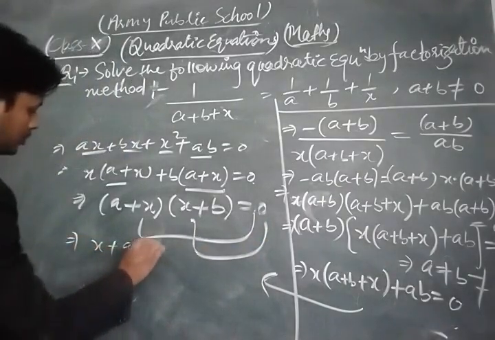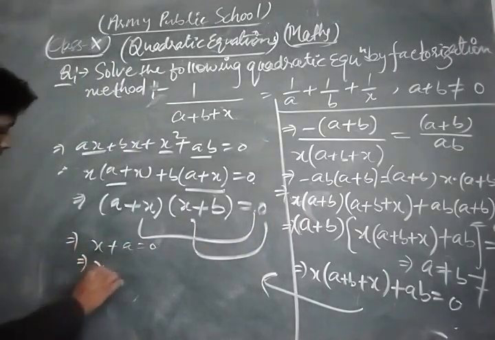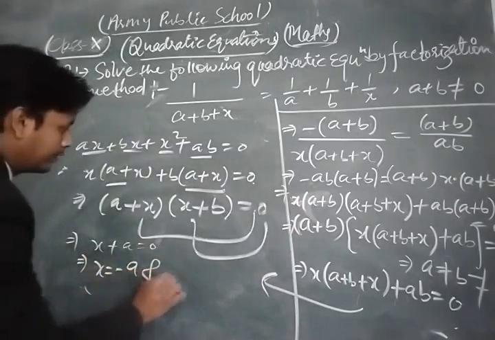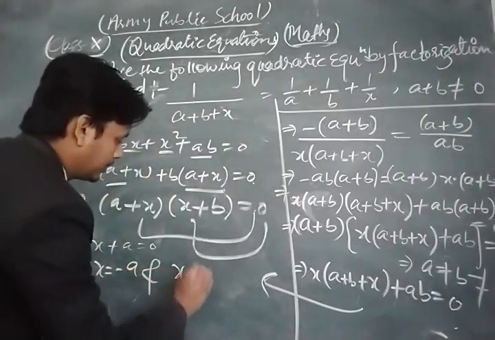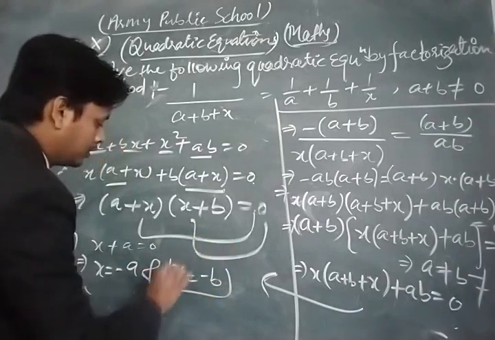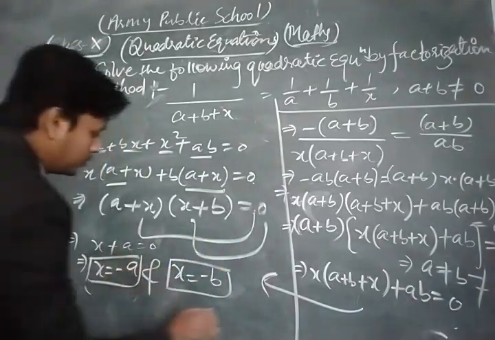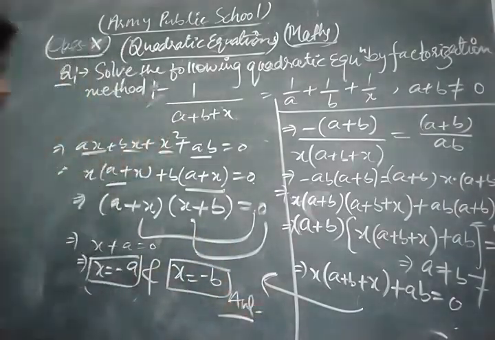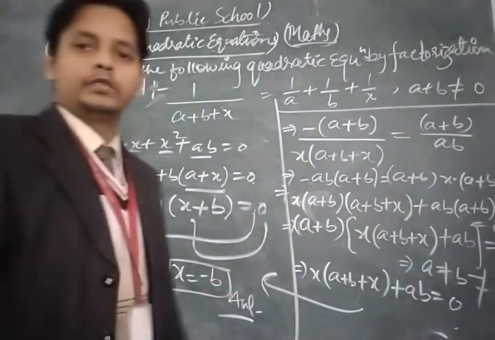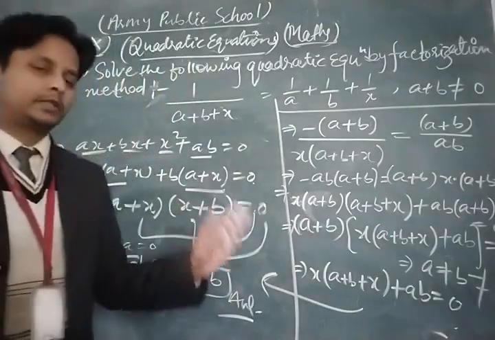When we take this is equal to 0 and this is equal to 0, x plus a is equal to 0, so x is equal to minus a, and when we take x plus b is equal to 0, then x is equal to minus b. So these are two solutions, the answer of the given question. So in this way, dear friend, you can solve each and every question of your NCERT based on this.